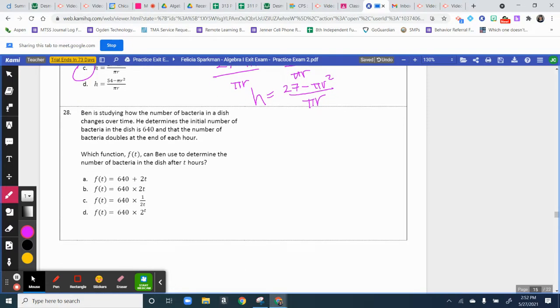All right, Ben is studying how the number of bacteria in a dish changes over time. He determines the initial number of bacteria in the dish is 640. The number of bacteria doubles at the end of each hour. Which function can Ben use to determine the number of bacteria in the dish after T hours? Bacteria grows at an exponential rate. There is only one exponential function, and that's D. So whenever you see bacteria, that's going to be an exponential function, so you need to have a variable in the exponent. None of the rest work.